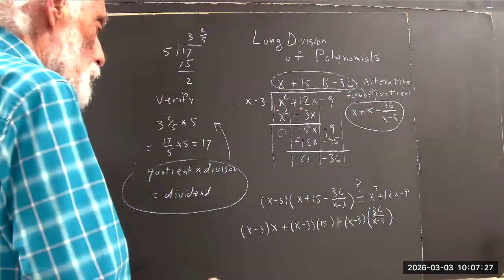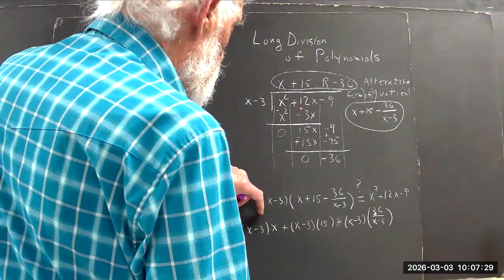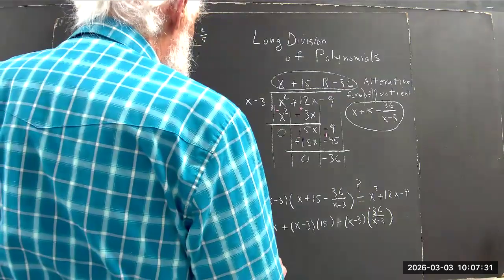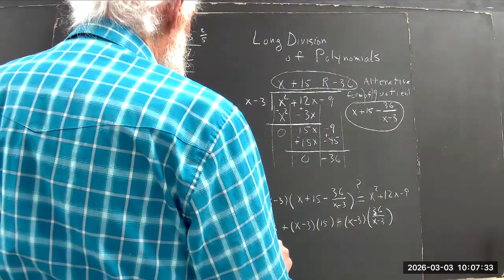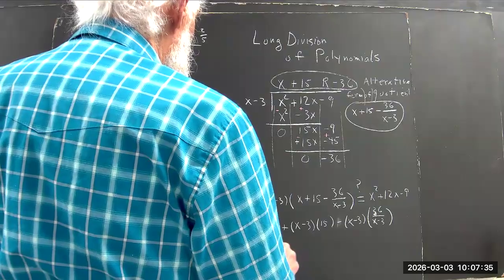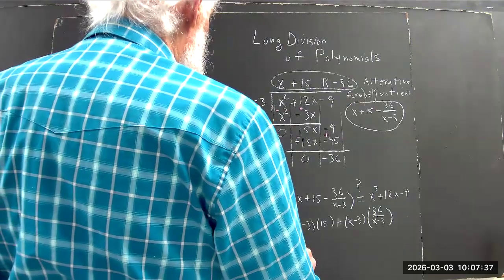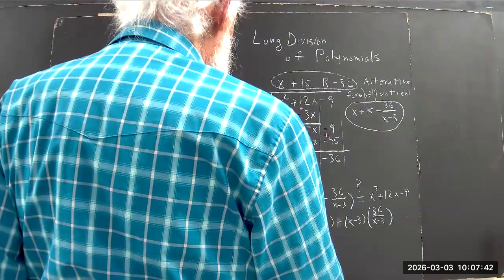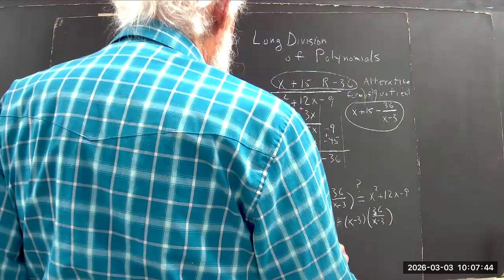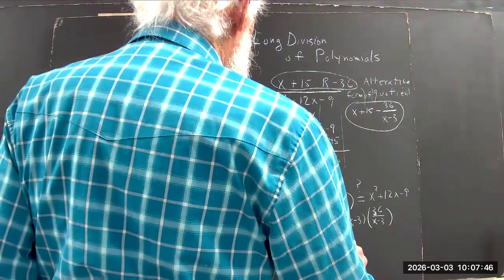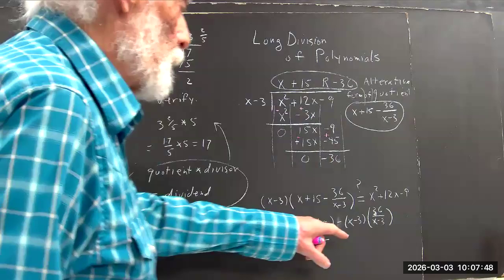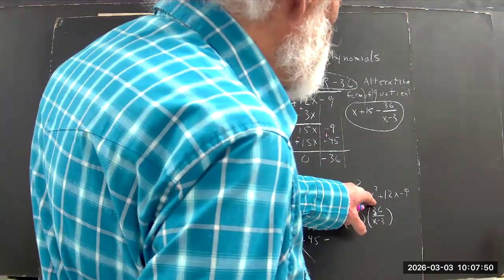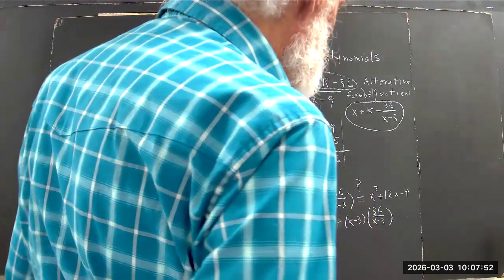Now we have a little bit more work to do. We've got the first term, x minus 3 times x. Well, that's just x squared minus 3x. And then we have x minus 3 times 15. Well, that's 15x minus 45. And then we have minus the quantity x minus 3 times 36 over x minus 3.